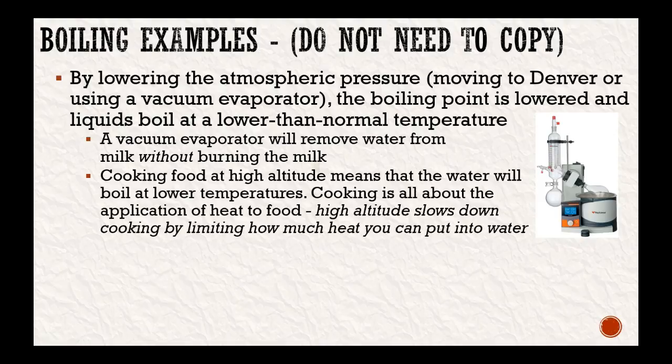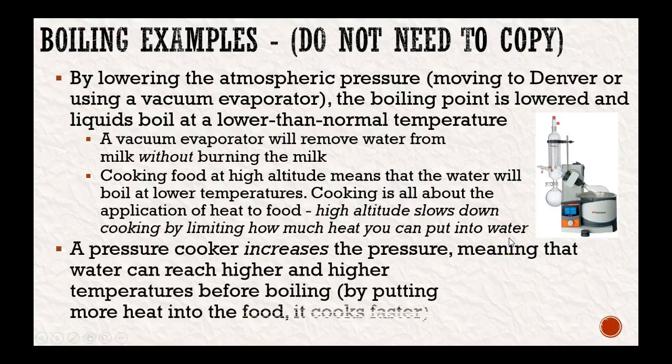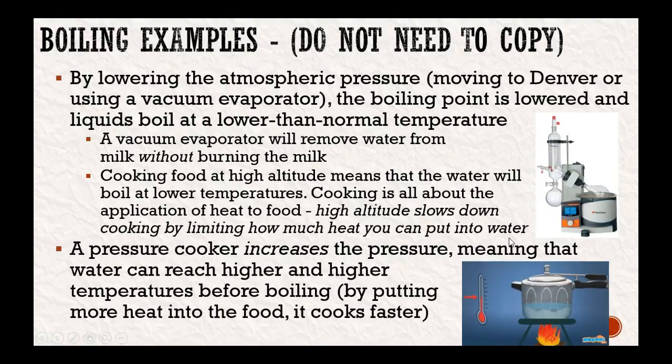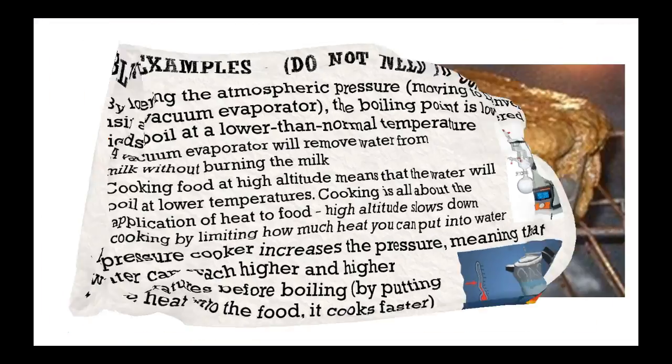Unfortunately, this also means that if you're somewhere like Denver, cooking is going to be a lot more of a challenge. Cooking is all about the application of heat to the food. Higher altitude slows down cooking by limiting how much heat you can put into water. So a pressure cooker is the exact opposite. It increases the pressure. It means that water can reach a higher and higher temperature before it boils. By putting more heat into the food, it's going to cook faster.